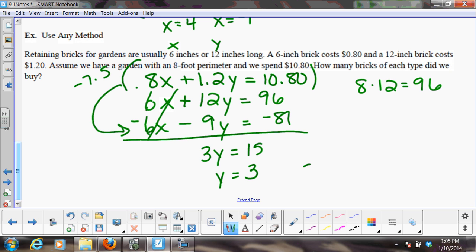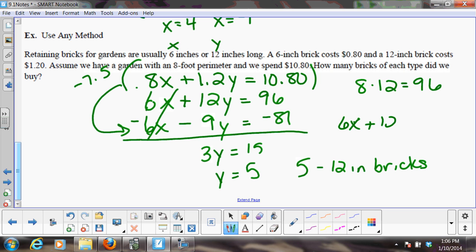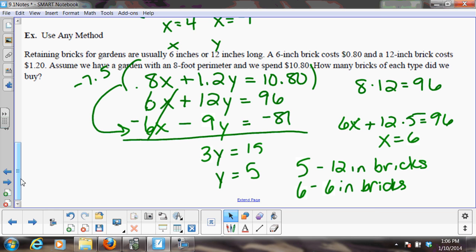So we're using 3 12-inch bricks. If you take your 3, oh, that's not 3, that's 5. You take your 5 and you plug it back in. That's 60. 96 minus 60 is 36. 36 divided by 6 is 6. So we're using 6 6-inch bricks. And that is the end of this section.